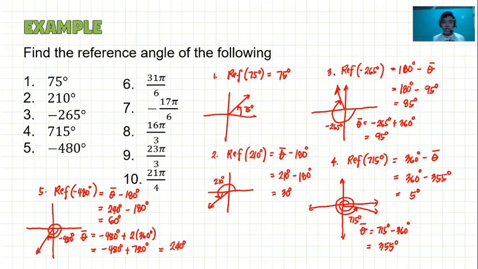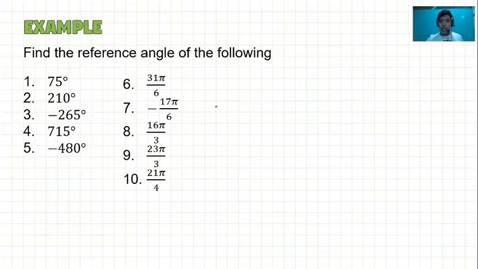Now let's proceed to number 6. Okay, so I will delete this one. Okay, so let's have number 6. Okay, so we have 31 pi over 6. So we have reference of 31 pi over 6. So we need to know the angle coterminal with this one between 0 to 2 pi. But we need to locate 31 pi over 6 first.